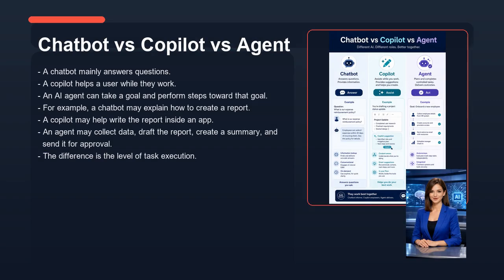Now let's look at chatbot versus copilot versus agent. A chatbot mainly answers questions. A copilot helps a user while they work. An AI agent can take a goal and perform steps toward that goal. For example, a chatbot may explain how to create a report. A copilot may help write the report inside an app. An agent may collect data, draft the report, create a summary, and send it for approval. The difference is the level of task execution.